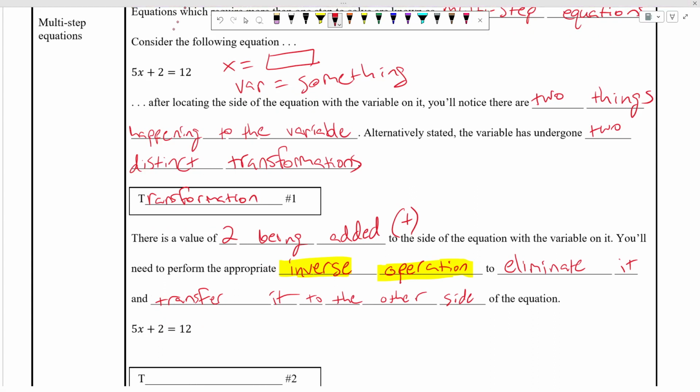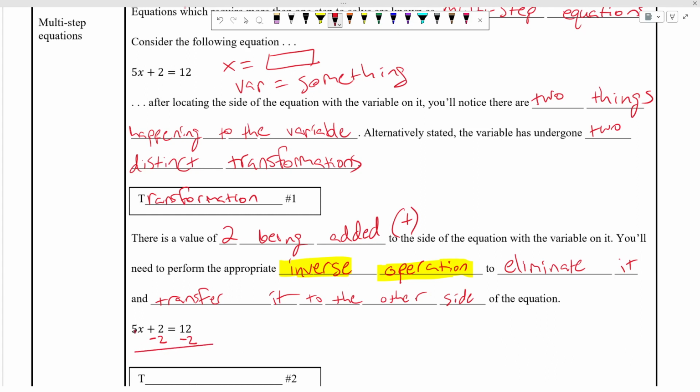Well, essentially, here's our equation that we started with. To perform the appropriate inverse operation, again, do the opposites. So this plus 2, I'm going to do the opposite of it, minus 2, for the purpose of eliminating it, and therefore transferring it to the other side.